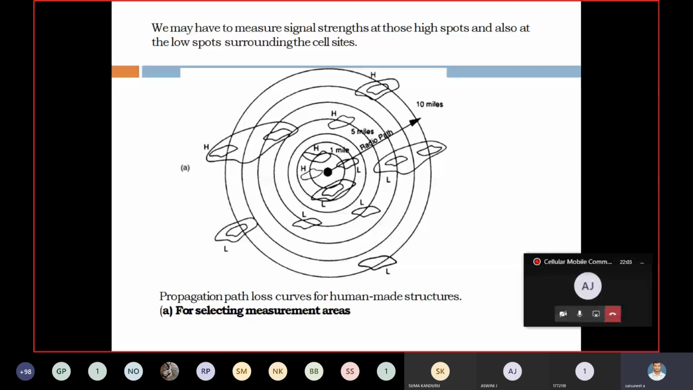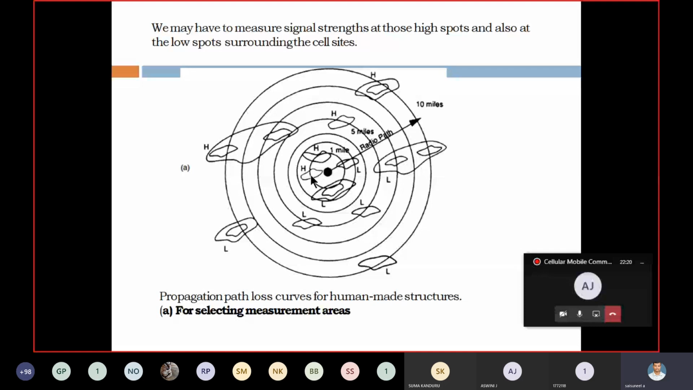Now, once we draw these circles, we have to measure the signal strength at different points. See this point? From this point, we use one mobile, and the signal strength we are getting is low. From this point, high; here, low. Likewise, we have to find the signal strengths at different points and locations.